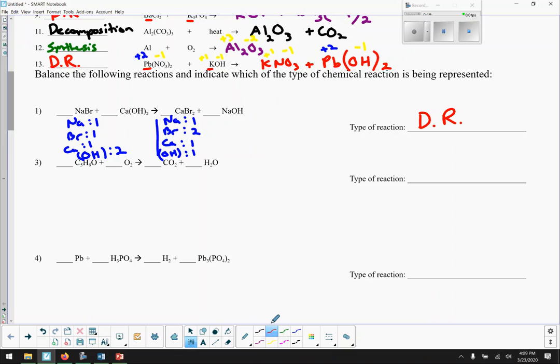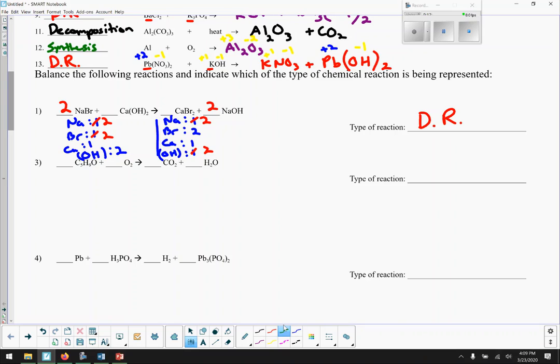So really quickly, bromine, I need 2 bromines over here, so I'll put a 2 here, 2 sodiums, and 2 bromines. So go back and look at sodium, I'll put a 2 here, 2 sodiums, 2 hydroxides, and I'm balanced. And that's it. It's entirely balanced with 2 sodiums, 2 bromines, 1 calcium, and 1 hydroxide on each side. So that's the first one.